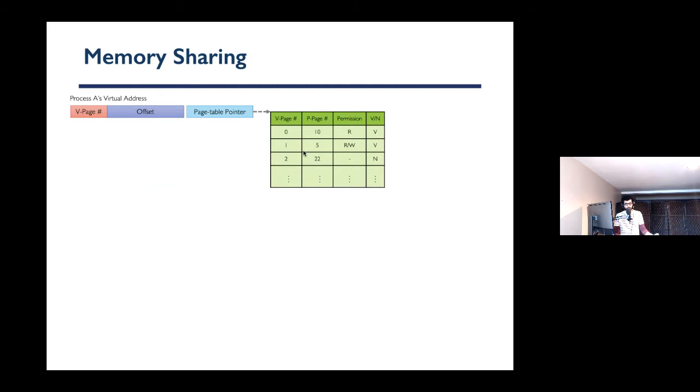Okay. Now, let's talk about memory sharing with paged memory, how we can share memory. It should be easy, right? We have alluded to how sharing could happen. So you have virtual pages and physical pages. Now, the question is, can I share physical pages between two processes? And the answer is yes, of course, why not? You can make two different virtual pages in two different processes point to the same physical page, and that should be easy.